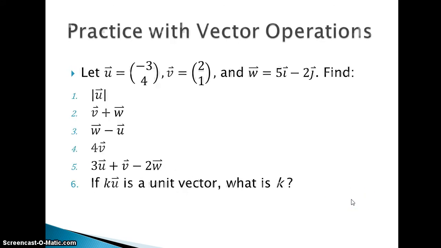Pretty easy. All right, so now it's time for us to do some practice problems. So let's let vector u have components -3, 4, v has components 2 and 1, and w is written as 5i minus 2j. Yes, I changed up the form there. So you need to find all of these things, and for the last one, it's asking you if k, so k is a scalar, if k times the vector u is a unit vector, what is the value of k? So we're going to take about 5 minutes to solve these problems. It's pretty easy, and then we'll go over the answers.